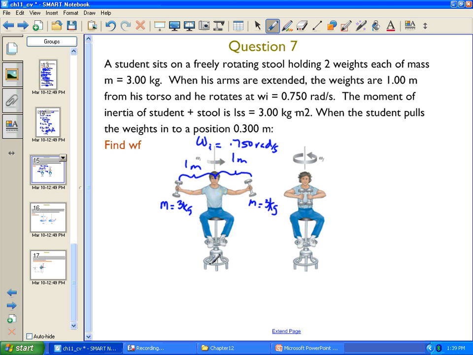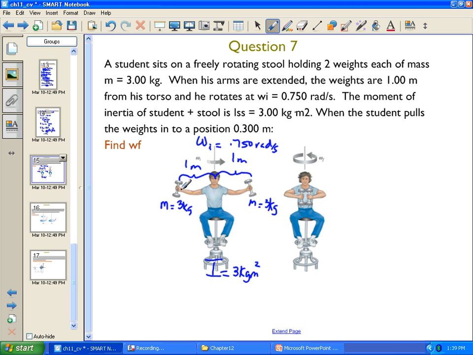Now, the moment of inertia of the stool and his torso, I, which would be very difficult for us to calculate, is given to us as 3 kilogram meter squared. And so this is just his torso from, say, shoulders to center and legs to leg, assuming there's no change in the position of his torso after he brings his arms in.